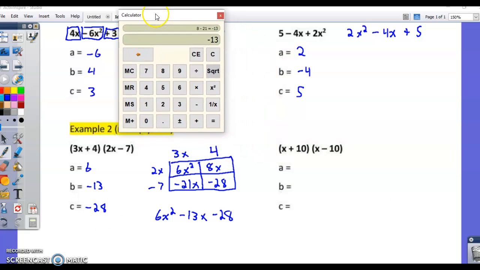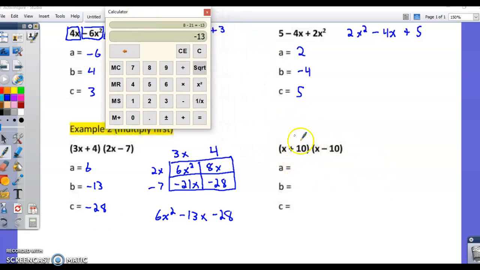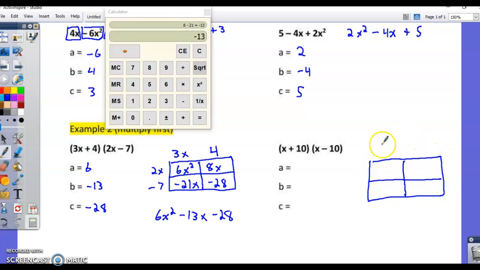All right, just again, another practice problem here. We're multiplying. I'm going to set up my box and multiply this. So I can have x here and a 10, x and a -10. So x times x is my x squared. X times 10 is 10x. -10 times x is -10x. And -10 times +10 would be -100.